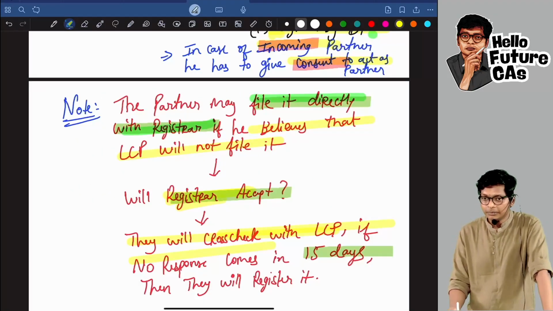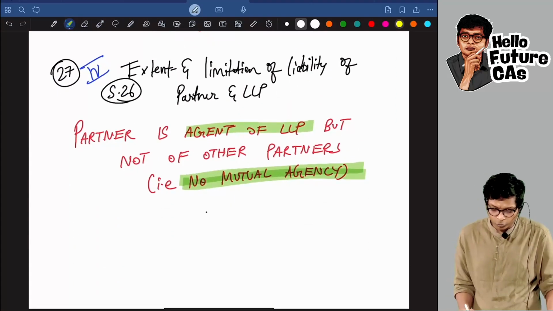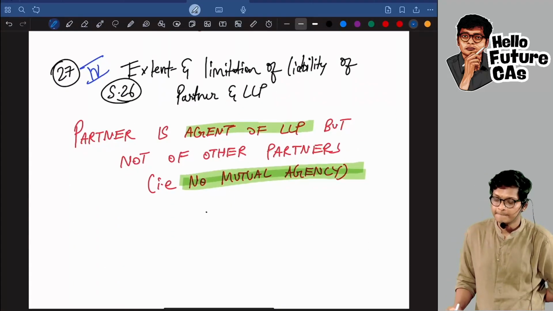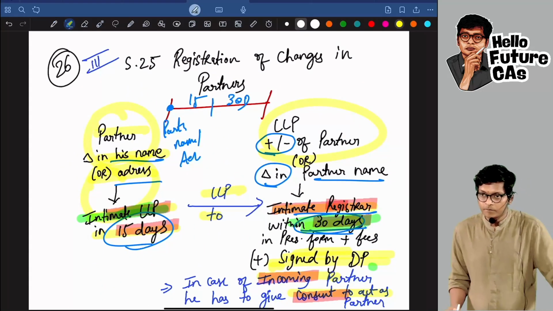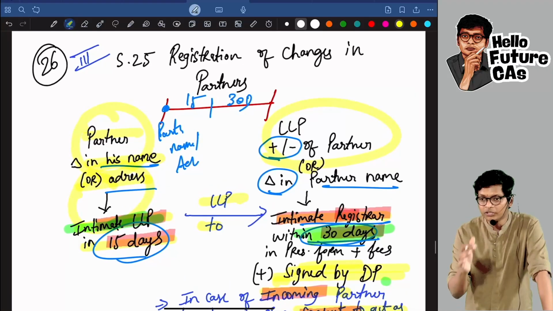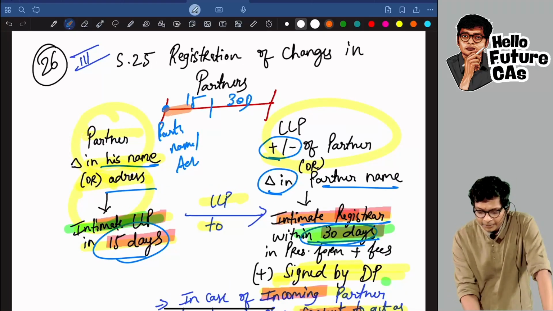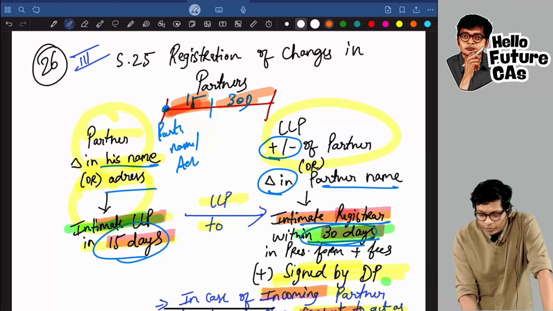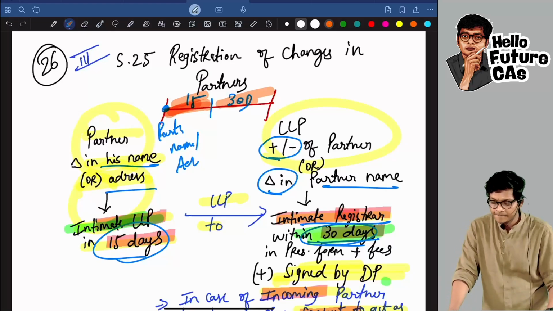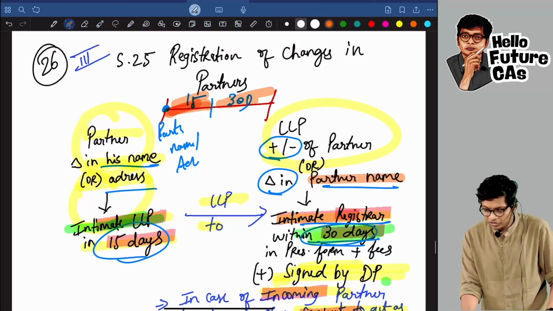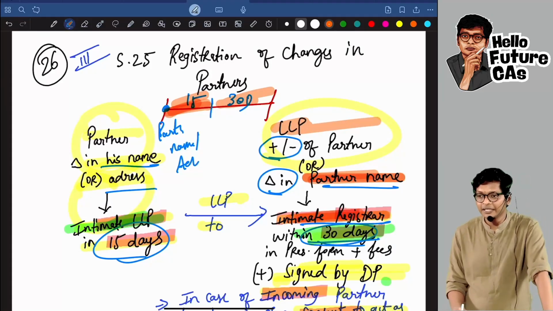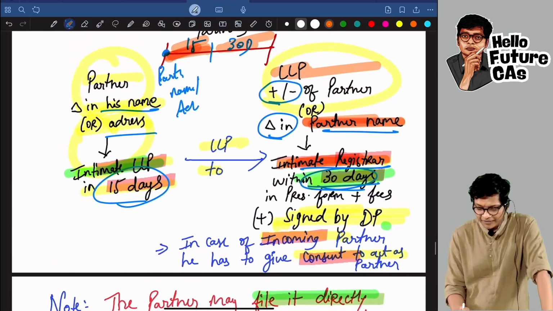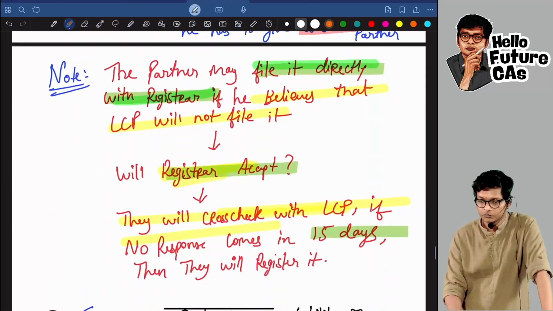Clear? Okay. Next, 27. Super. Okay. Correct. If there is a change of name of a partner, I will intimate whom? The LLP in 15 days. The LLP will intimate the ROC in 30 days. I don't have to intimate. If there's a change in name, intimate the registrar. Who will intimate? The LLP will intimate. Are you following? Okay. Actually, I don't have to write this here. It's anyway covered here.